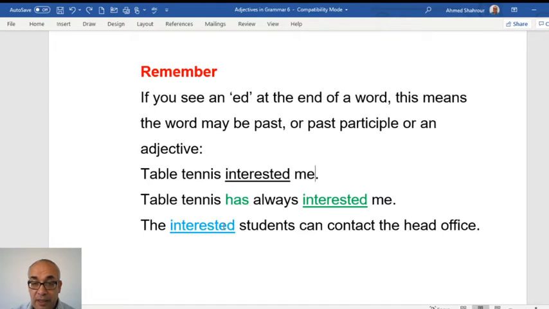Interested here is past participle. It has got an ed, but interested comes before students. The word students is a noun. Interested comes before the noun, and interested is past participle. So this past participle is an adjective for students. Please watch the video again and again and again. But as I said, if you see an ed at the end of any word in English, ask yourself this question: is this word past? Is it past participle, or is it an adjective?